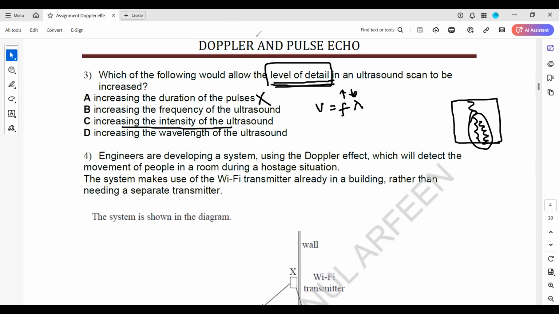Increasing the intensity of the ultrasound will not give a more detailed image, but it will give a highly concentrated, focused image.